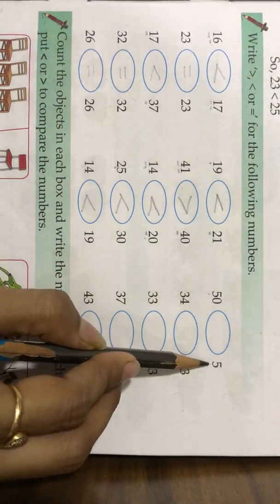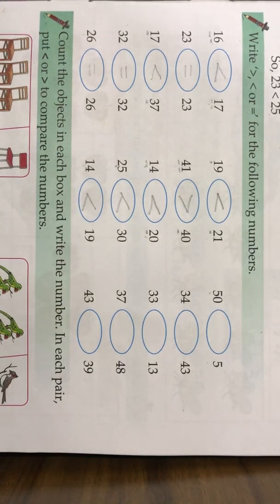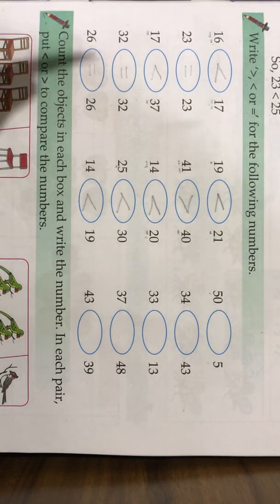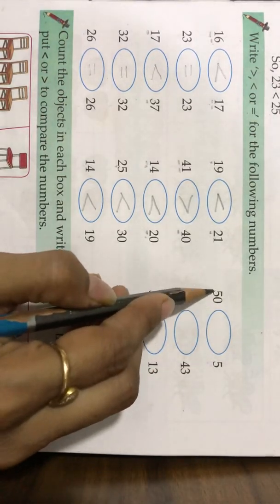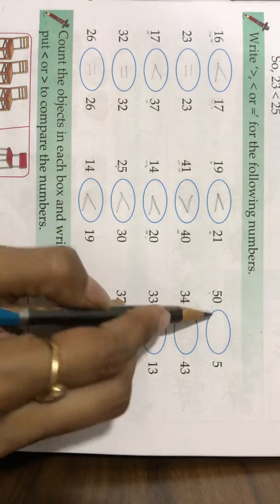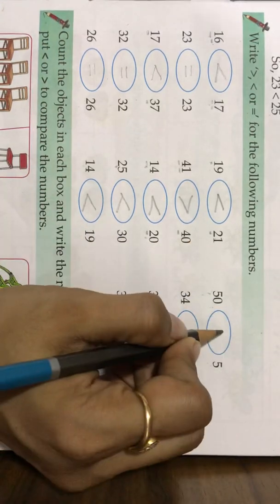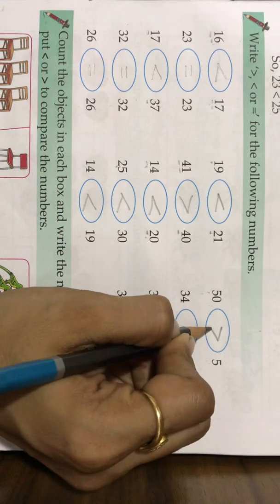50 and 5. Children, remember, one digit number is always less than a two-digit number. One digit number and here two-digit number. So 2-digit number is always bigger than the 1-digit number.